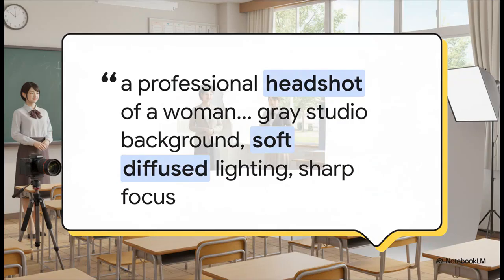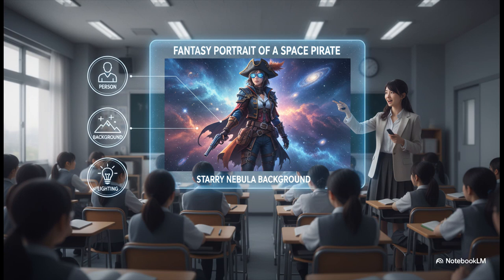And check this out. Here's that formula in action. Professional headshot, that's our type. Then we've got our person description, the plain gray studio background, the soft diffused lighting, and boom, realistic photo, sharp focus for quality. See? Simple. And this pattern is not just for boring corporate headshots. You can use the exact same structure to get super creative. A fantasy portrait of a space pirate? No problem at all. We just swap out the ingredients, the person, the background, the lighting, but the recipe, the core structure, it stays the same.